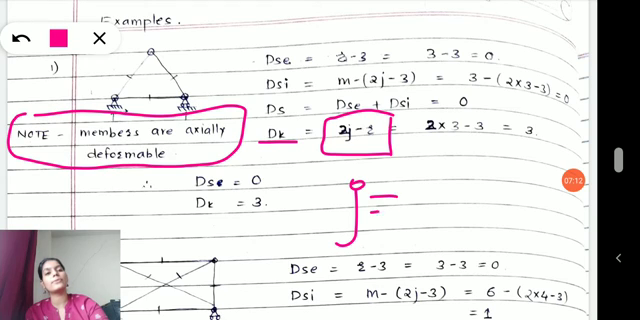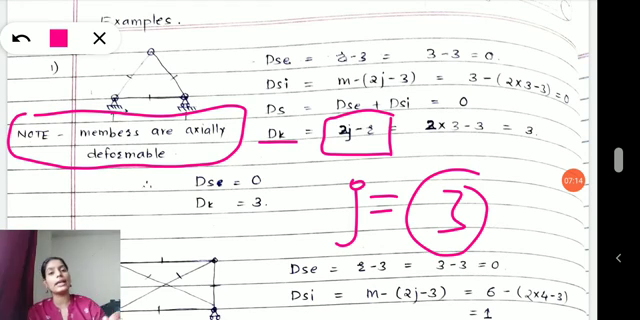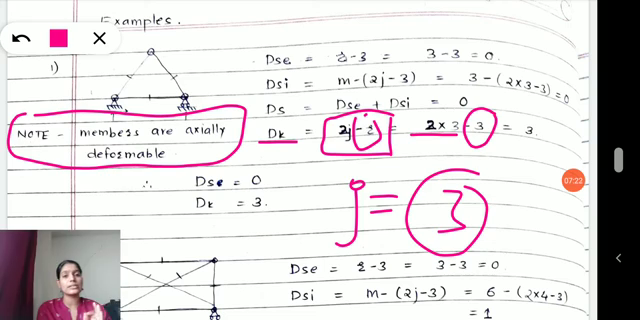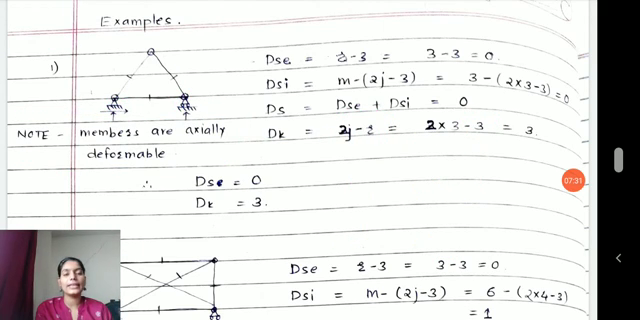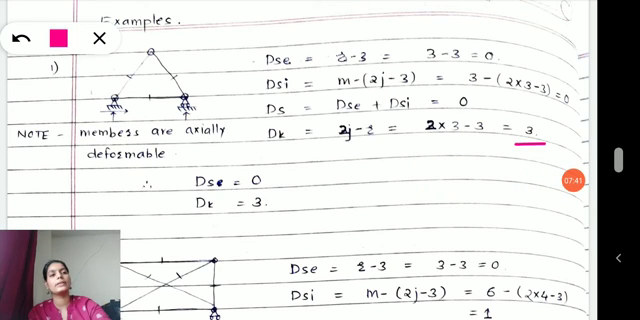stands for the number of joints. We have earlier calculated it. The number of joints is 3. Therefore, 2 into 3 minus r. r is the support reactions. How many support reactions are here? 2 at the hinge support, 1 at the roller support. So finally we get dk equals 2j minus r, and that value will be 2 into 3 minus 3, giving us a value equal to 3.